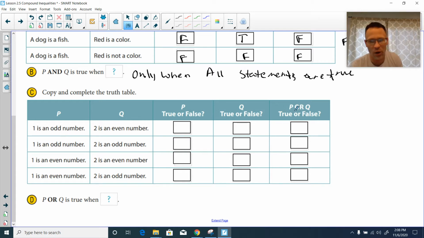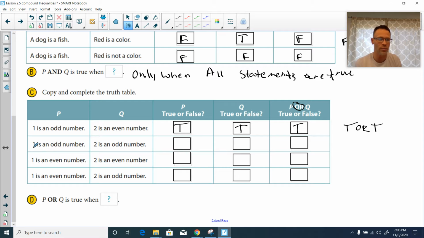So now we're using the word or, okay? 1 is an odd number. Yep. 2 is an even number. Yep. Now I'm comparing a true statement and a true statement with the word or, and because they're both true, and I only need one of them to be true, the overall statement is true if I combine them, right? So saying that 1 is odd or 2 is even, that's true.